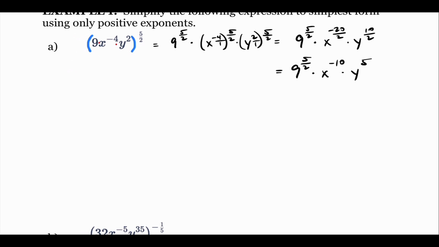Next is negatives. We do have negatives. I have a negative power right there. What do I do to that guy so that it's not negative anymore? Move it to the bottom. How do I know to move it to the bottom or the top? Well, there is no bottom right now. There's no fraction here. If there's no fraction here, that means there's a 1 down there. So I can move that guy down there.